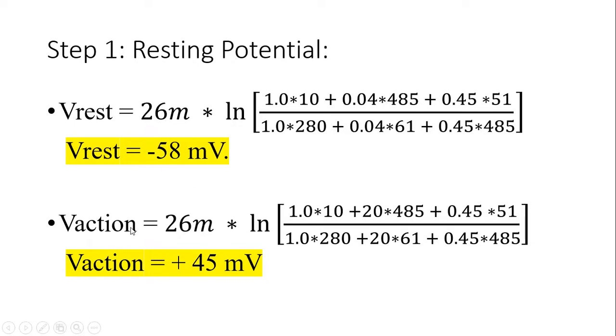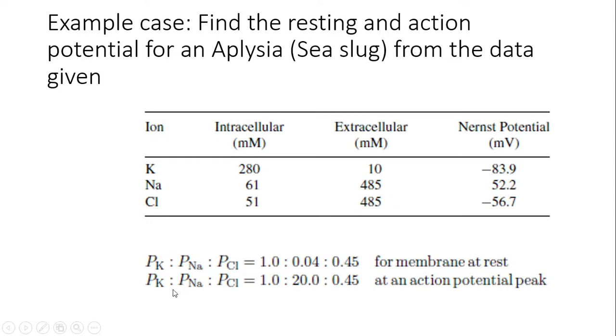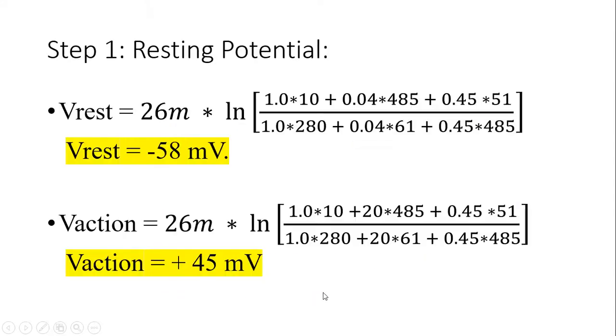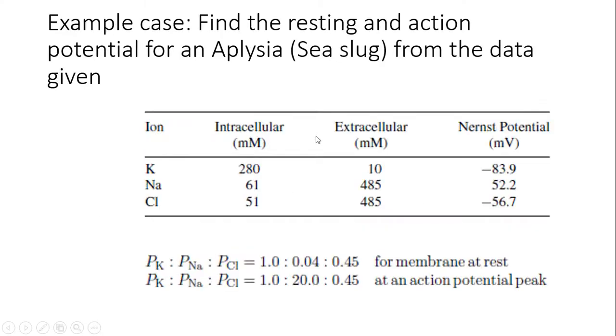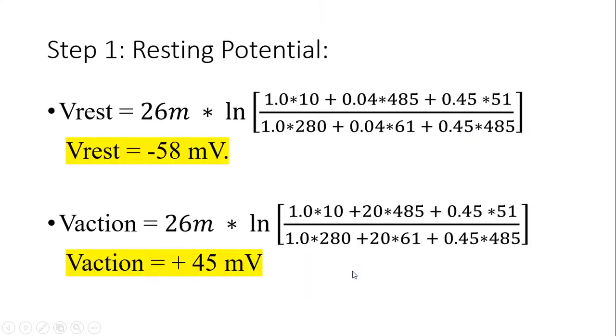Similarly, we can substitute for the second case, where we have 1, 20, and 0.45, in place of the corresponding resting values, and we'll find the value somewhere around 45 millivolts. So the resting potential is minus 58 millivolts for this particular Aplysia cell, and the action potential is somewhere around 45 millivolts. So the resting potential is negative, and the action potential peak is somewhere around 45 millivolts.